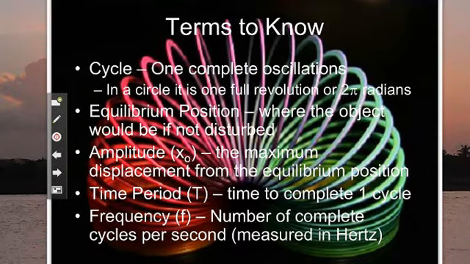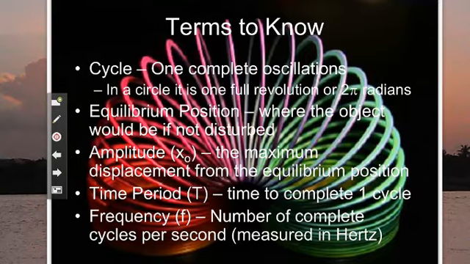The first is cycle. A cycle is one complete oscillation, one complete back and forth of a pendulum, one complete up and down of an oscillating spring. When we're talking about it in terms of radians, which we're going to be using a lot in this unit, it's going to be one full revolution, or 2 pi radians.